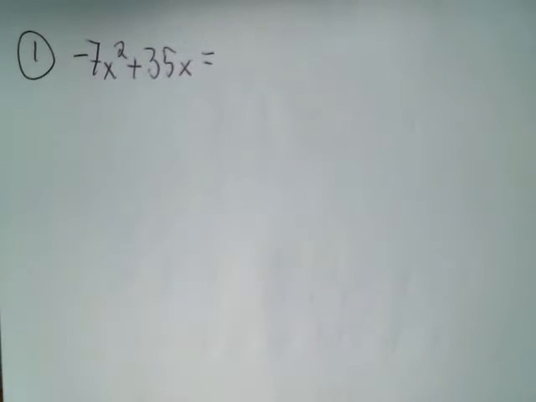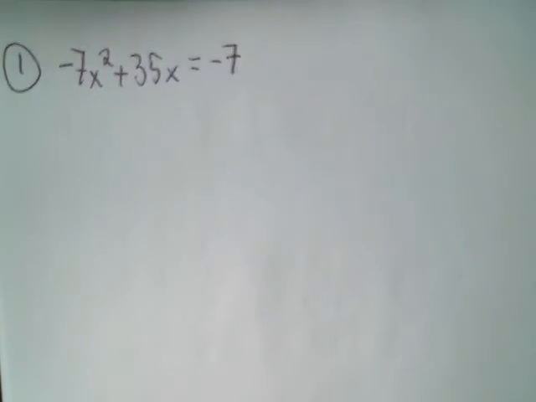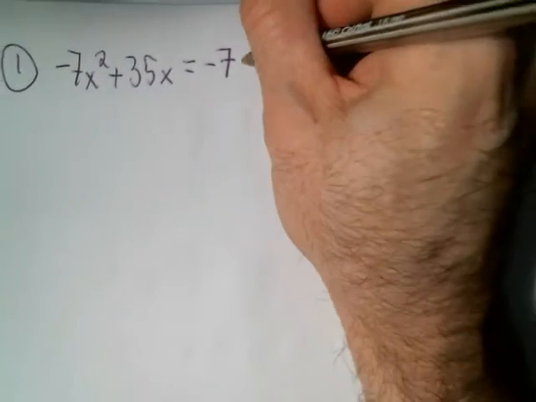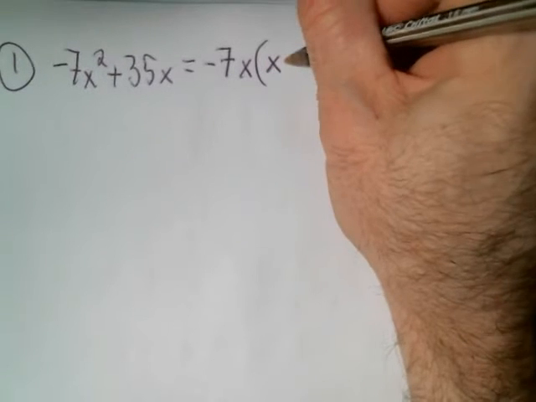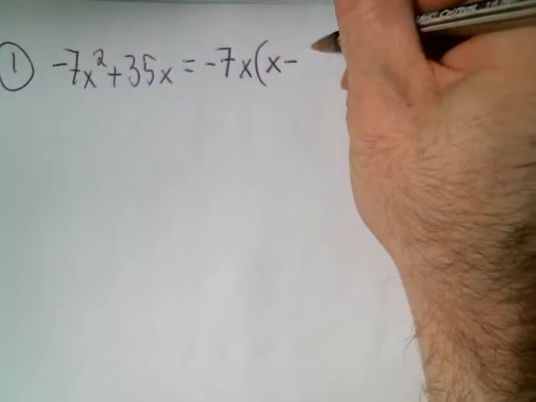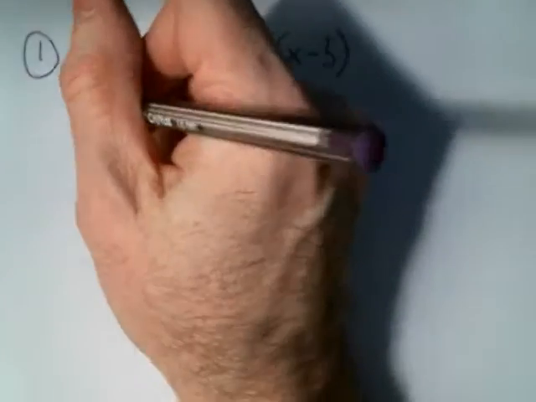Okay, so number one, we want to get that negative out of the lead position. We also want to get the GCFs out of there. Obviously, you could divide both by 7, and then you could divide both by an x. So what's left over, we'll have x minus 5. Okay, scan it, make sure you can't go any farther. Looks like this one's done. Okay, not much else you can do there.